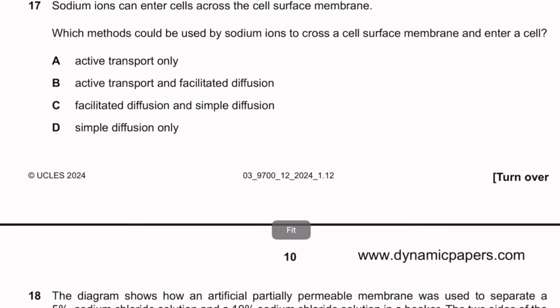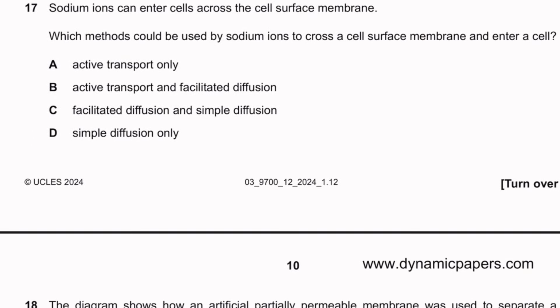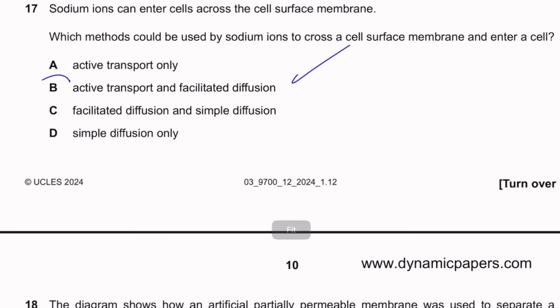Okay, sodium ions can enter cells across the cell surface membrane. Which methods can be used by sodium ions to cross the cell surface membrane and enter a cell? Okay, so is it active transport only, or is it active transport and facilitated diffusion, or is it facilitated diffusion and simple diffusion, or is it simple diffusion only? I would suggest it's facilitated diffusion and active transport. Obviously not simple diffusion because they are ions and they're polar and they can't really cross the cell surface membrane with its hydrophobic inner core, and so obviously that should be B.